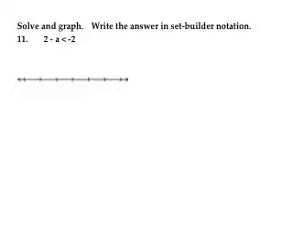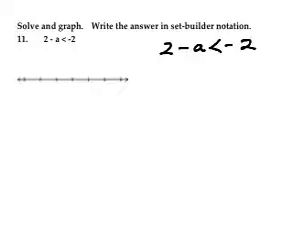All right, number 11. Solve and graph. Write the answer in set builder notation. Okay, so we got 2 minus a is less than negative 2. So, 2 minus a less than negative 2. Okay, so we can do the same thing to these inequalities as we do to equations. The only difference is if we divide or multiply by a negative number, then we have to turn the sign the other direction because the values suddenly flip-flop.